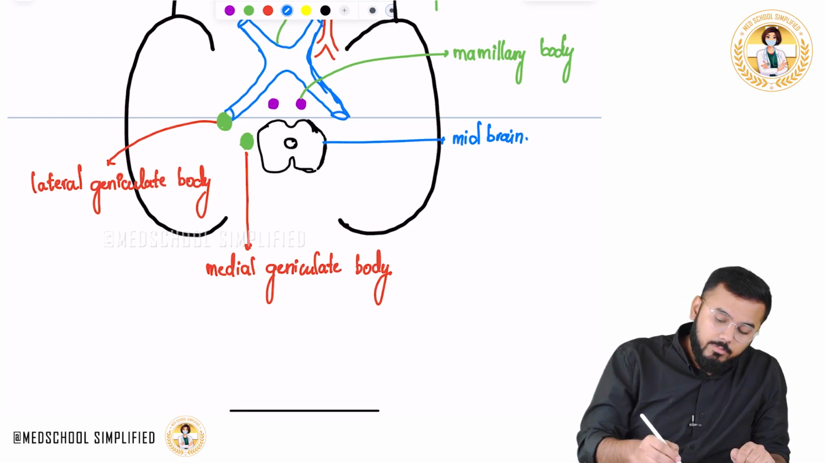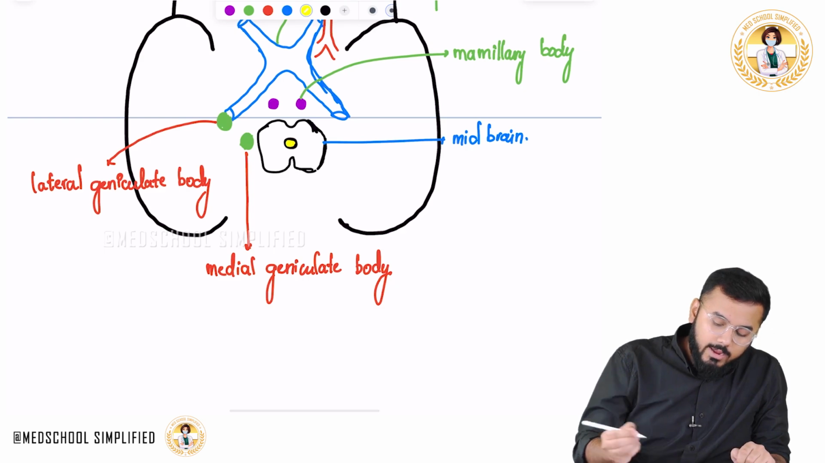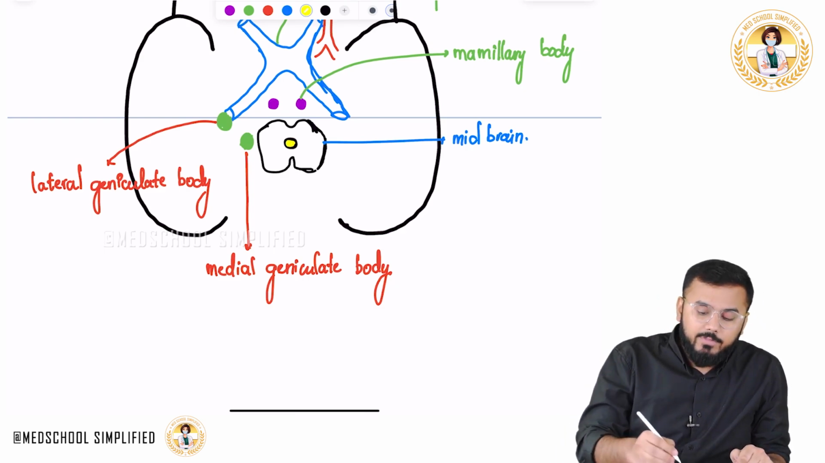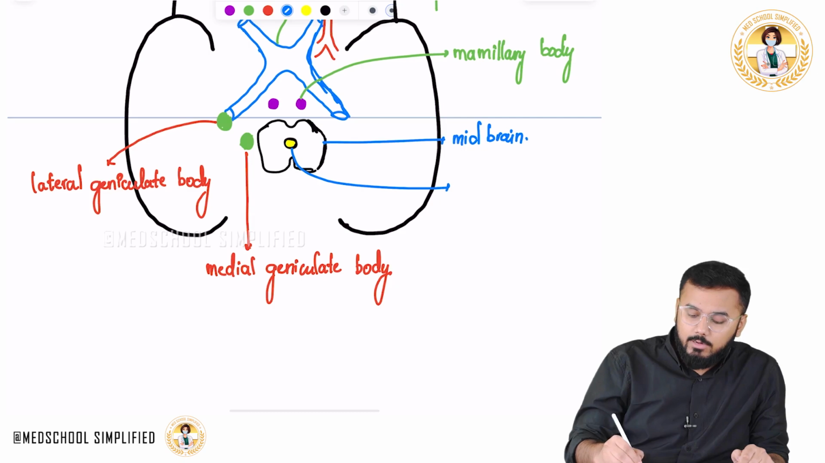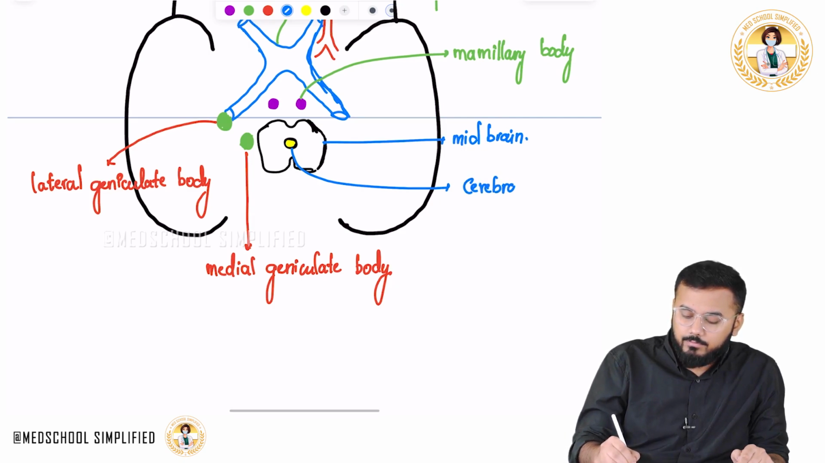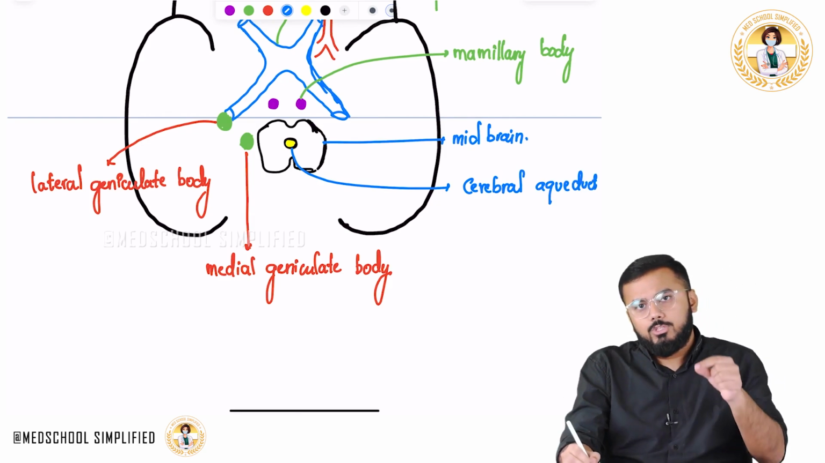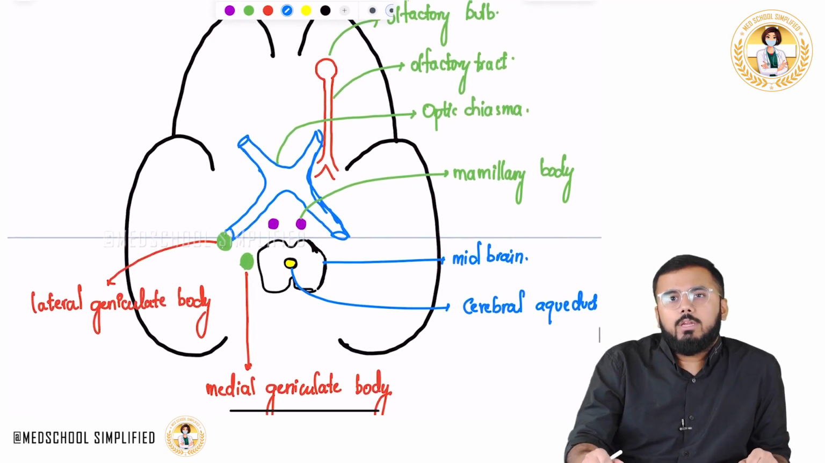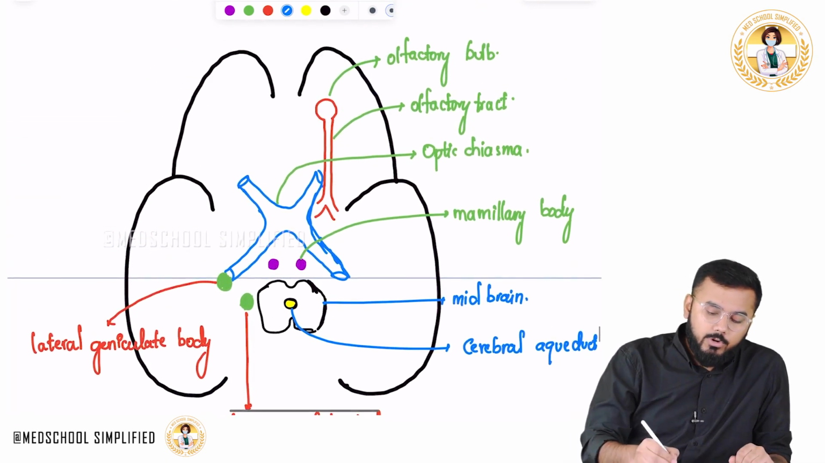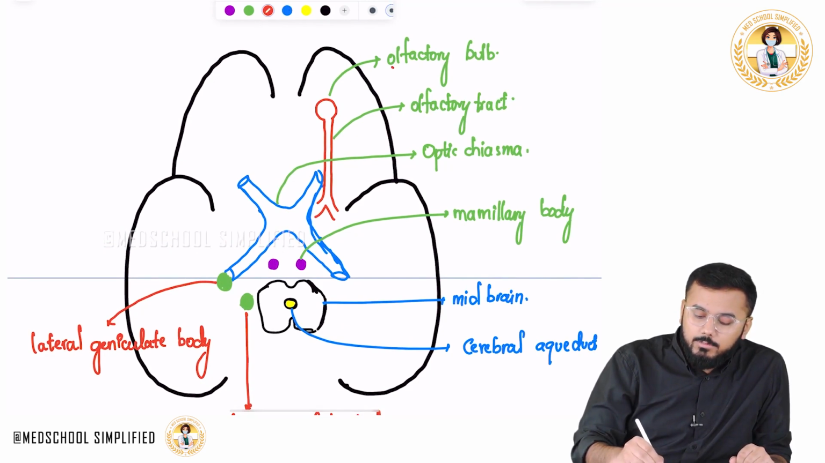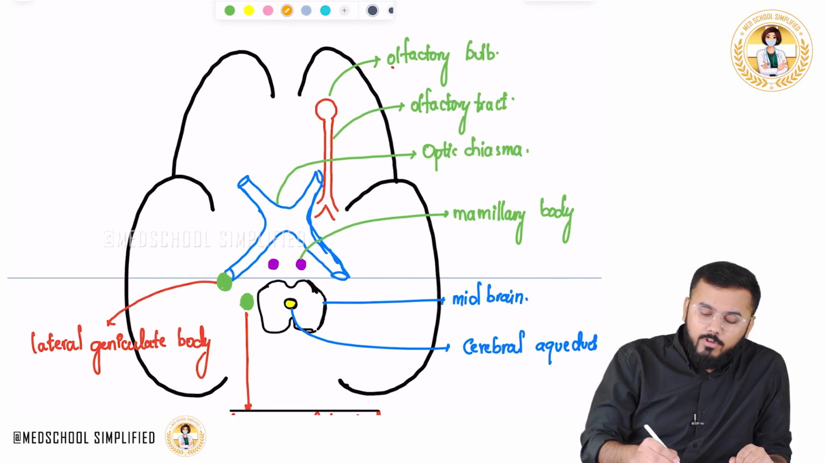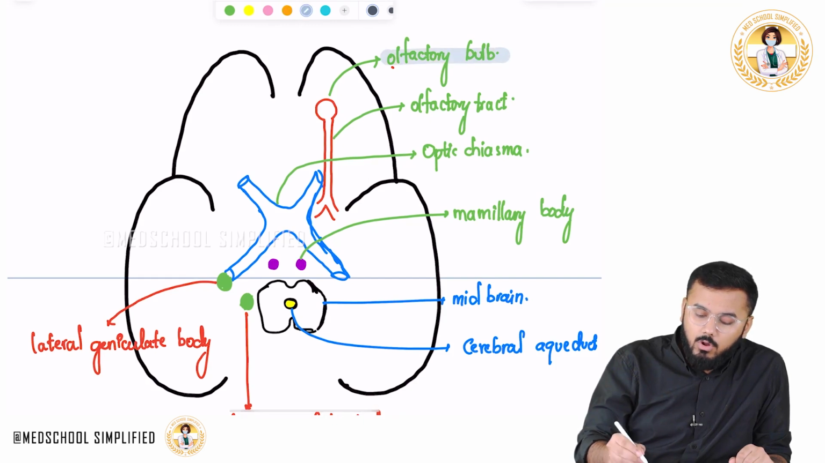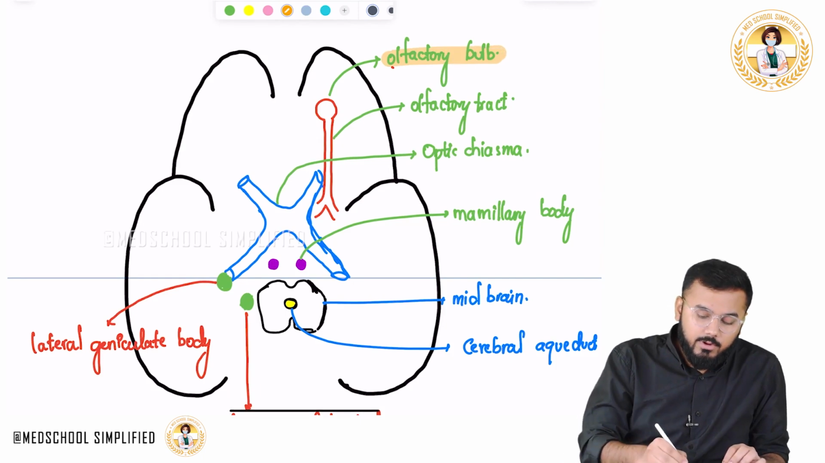Now within the center of the midbrain, do you see a small cavity-like thing? This yellow colored spot is called the cerebral aqueduct, through which your CSF will flow. So what are the structures located under the base of the brain? The first important structure is the olfactory bulb.